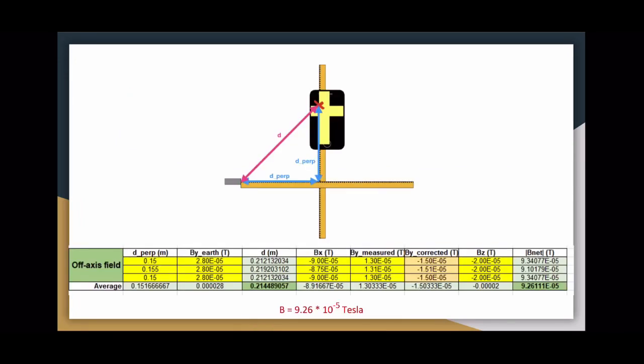In the second part of the experiment, I used the magnetometer and the magnet in a different configuration, so they were off axis. The distance perpendicular to the start was 0.15 meters, and I had to read the values and correct the y value of the magnetic field because of the magnetic field due to Earth. Then when I calculated B net, I got 9.26 times 10 to the negative 5 teslas.